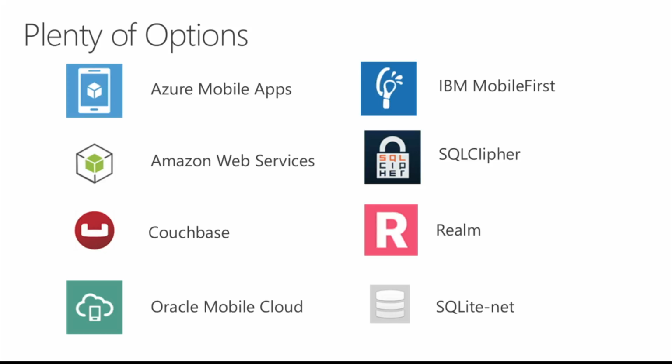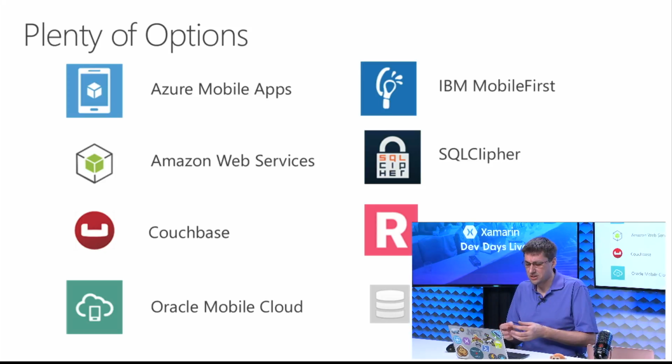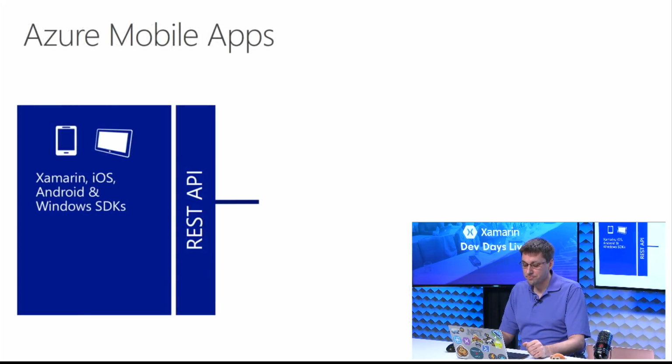Everything beyond that is really second tier, things like media, search, and the cognitive services that were shown off in the last half hour. So there's plenty of options. We're going to concentrate on one. Since we're Microsoft, we're going to concentrate on that first one here, Azure Mobile Apps.